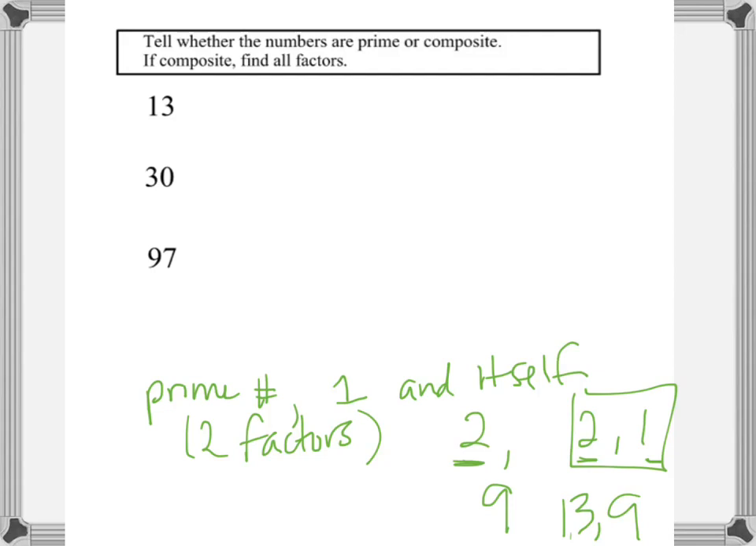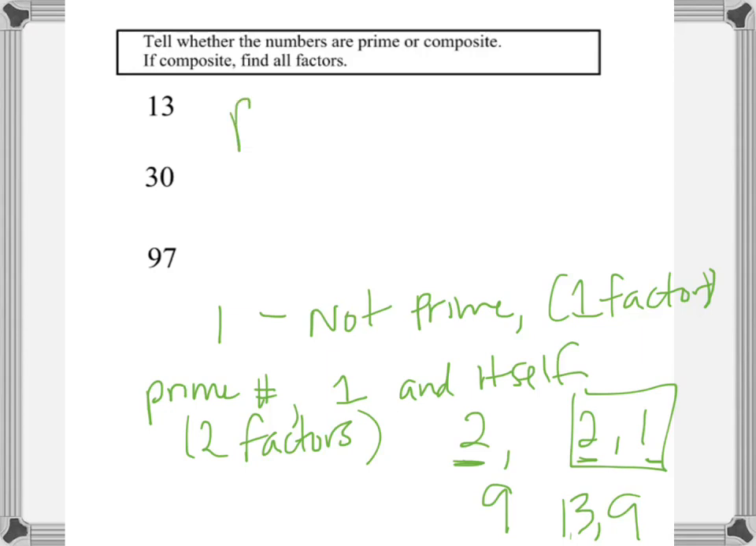Okay, 1, incidentally, is not a prime. 1 is neither composite nor prime because it only has 1 factor, which is itself. So it doesn't have exactly 2 factors like you need for a prime number. Okay, so 13 is a prime number. 30 is a composite number, so any number that's not prime is composite.